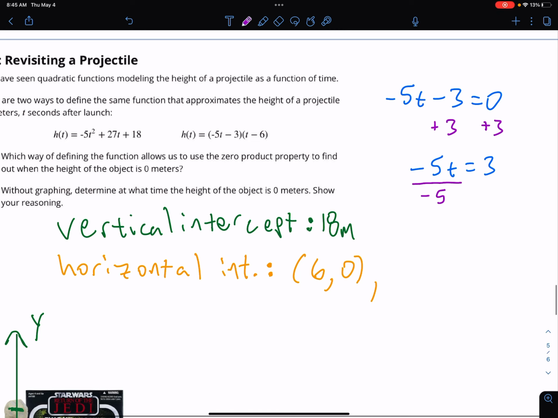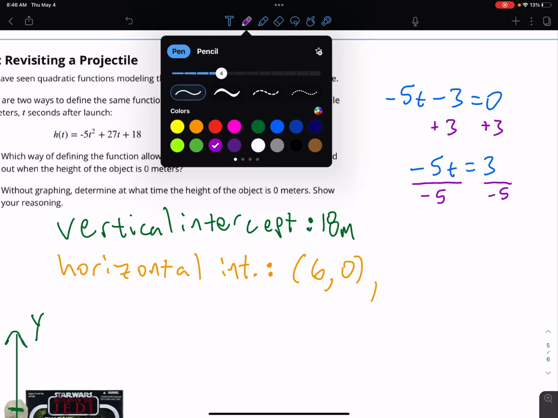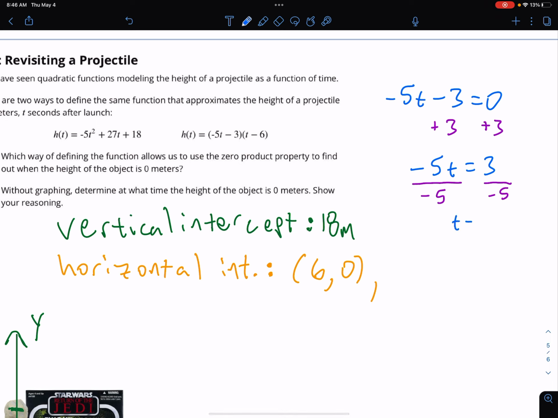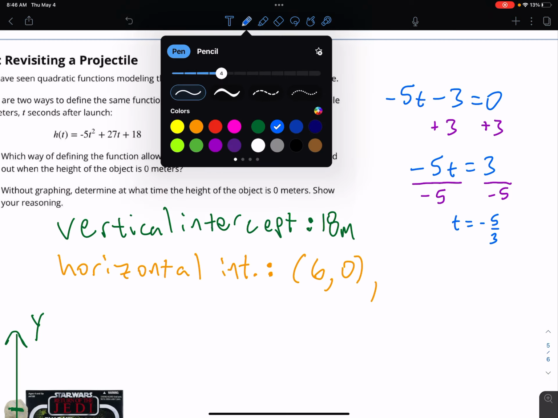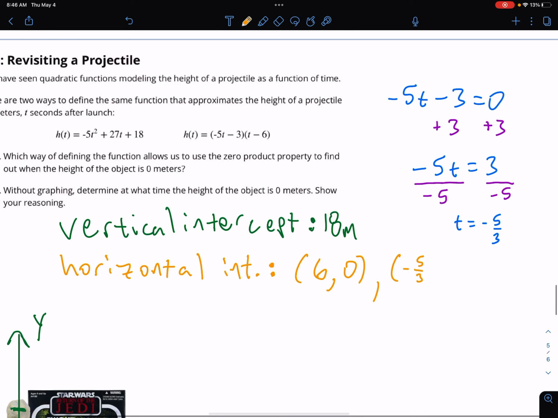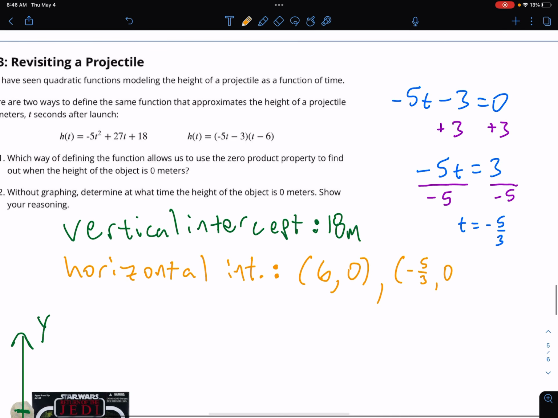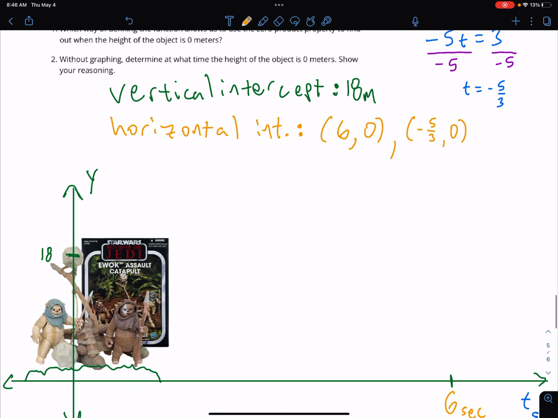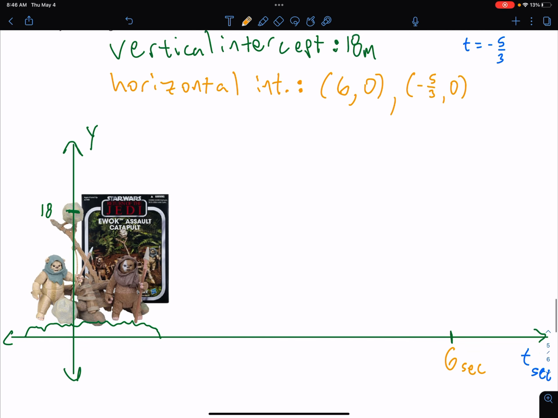But if we divide one side by 5, we got to do the same thing to the other. And guess what we got? We got t, time, equals negative 5/3. So I'm going to write that down here in orange with my other horizontal intercept. When time is negative 5/3, the height will be 0 meters. So let's put this in our graph here. Look, that's back over here. Time is negative 5/3.